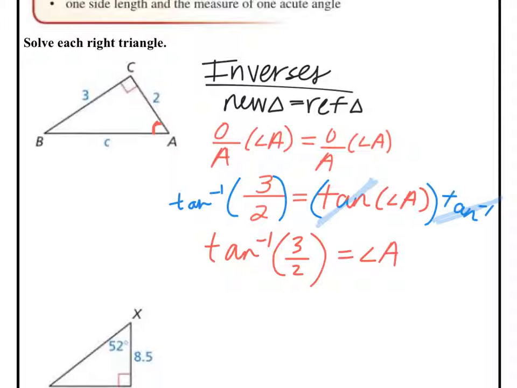To do that, use the second button, and to type in 3/2, you have to do 3 divided by 2. Like so. You should get 56.3, do it yourself. Make sure you know how to type in a fraction. So we know the measure of angle A now is approximately 56.3 degrees.